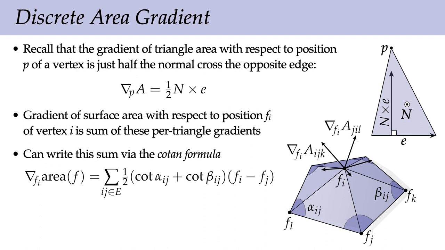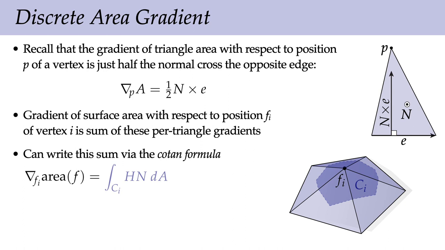Again, we see a connection to something that we saw before, which is that this cotangent formula is the same as the integral of the mean curvature normal over the dual cell.